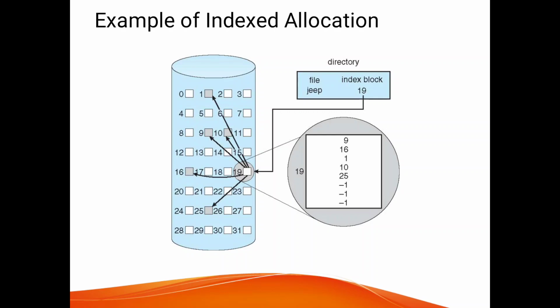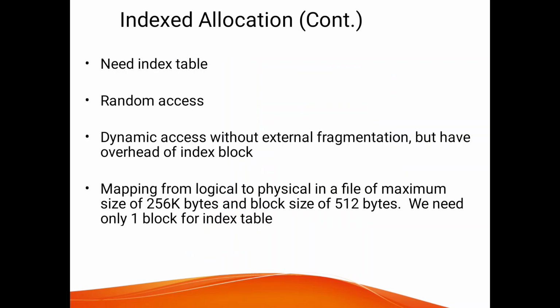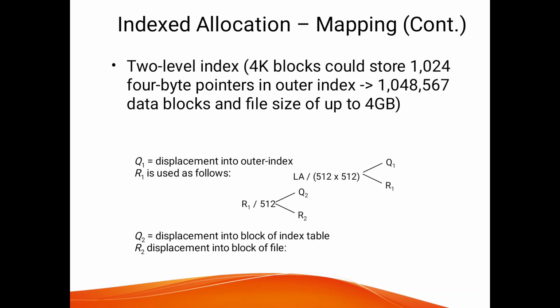Here many files are available, and the directory has the index block as 19. Index allocation needs an index table, supports random access and dynamic access without external fragmentation, but has the overhead of the index block. The mapping from logical to physical is done easily, for a file of maximum size 256 kilobytes and a block size of 512 bytes. We need only one block for the index table.